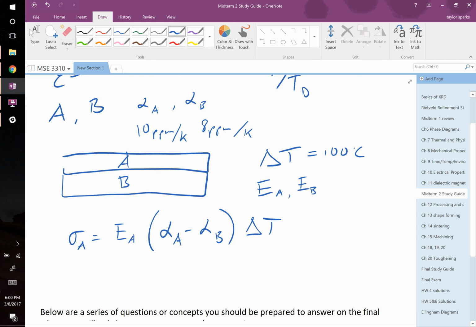So go ahead and plug this in. If the modulus is, I don't know, 100 gigapascals, 100 GPa, then you've got 10 e to the negative 6 minus 8 e to the negative 6 times 100. What do we got? Somebody got a calculator? 0.2? I don't know. Let's find out.